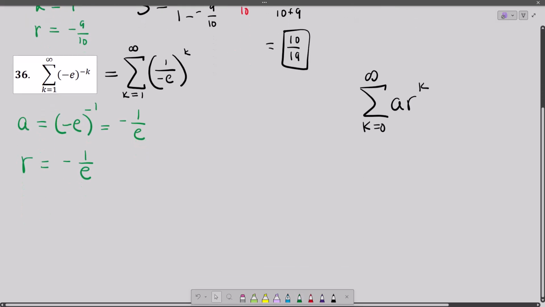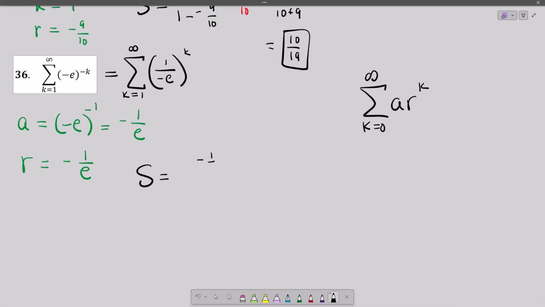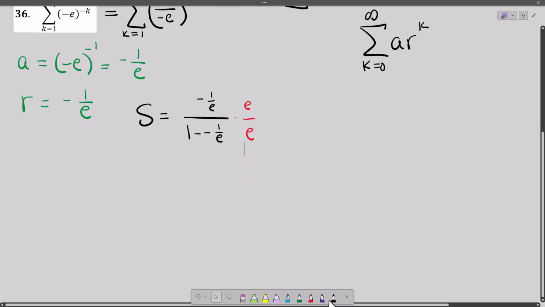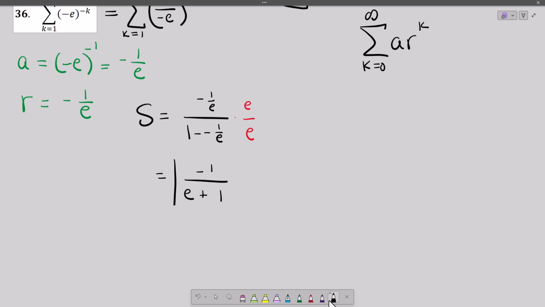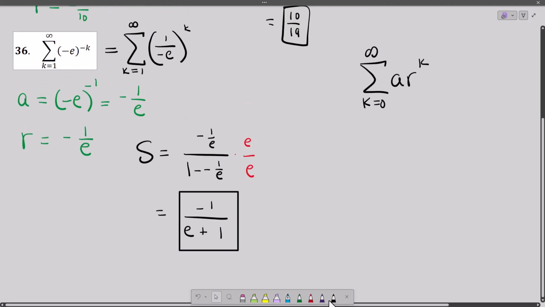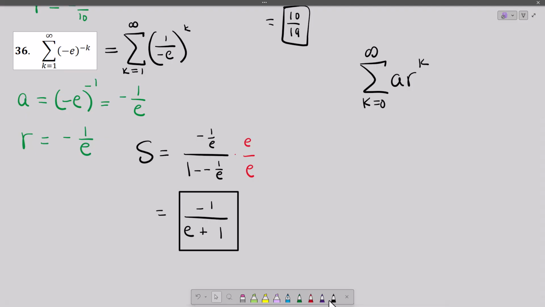So that tells us that our sum is A, which is negative 1 over e, divided by 1 minus 1 over e. Let's multiply top and bottom by e. That'll be a quick and dirty way to get rid of the fractions. So that'll be our exact sum. The exact value of the series. It'll be the limit of the series.